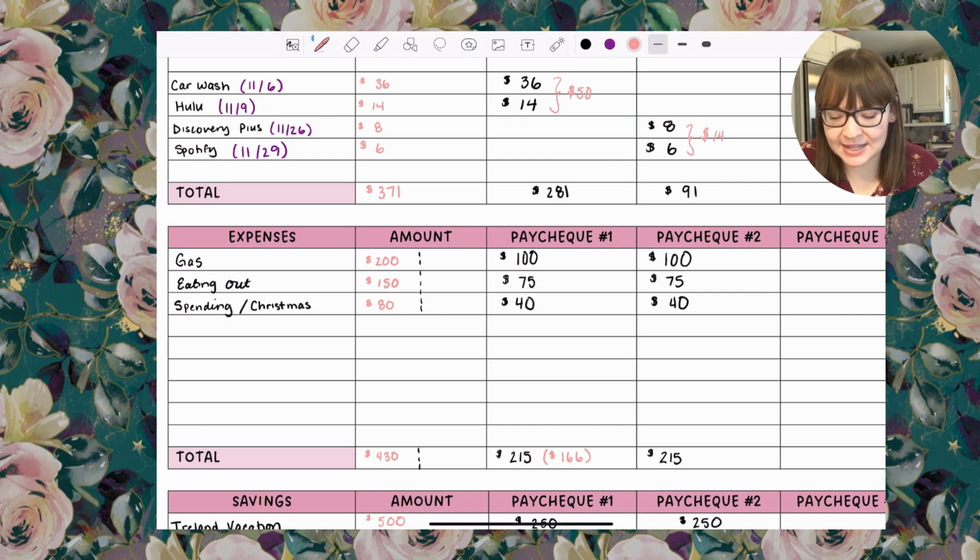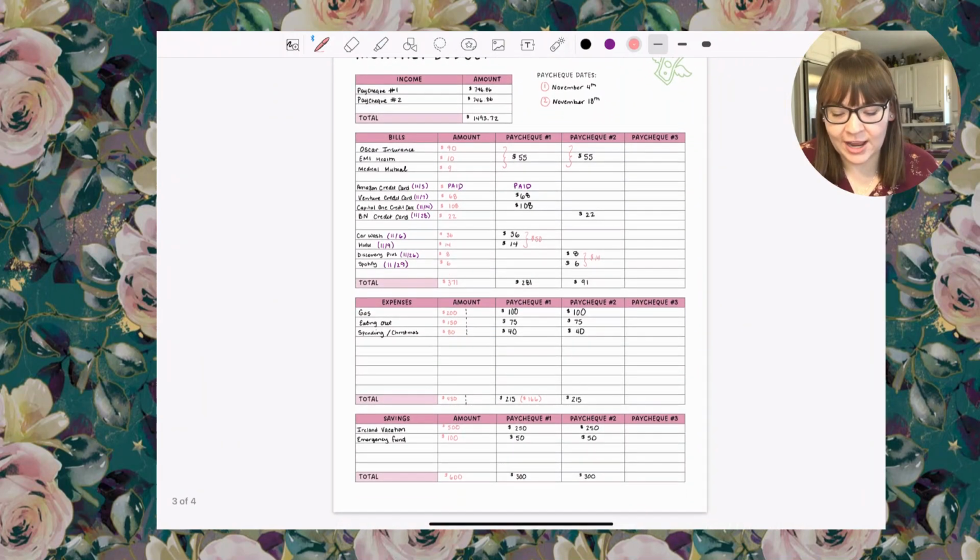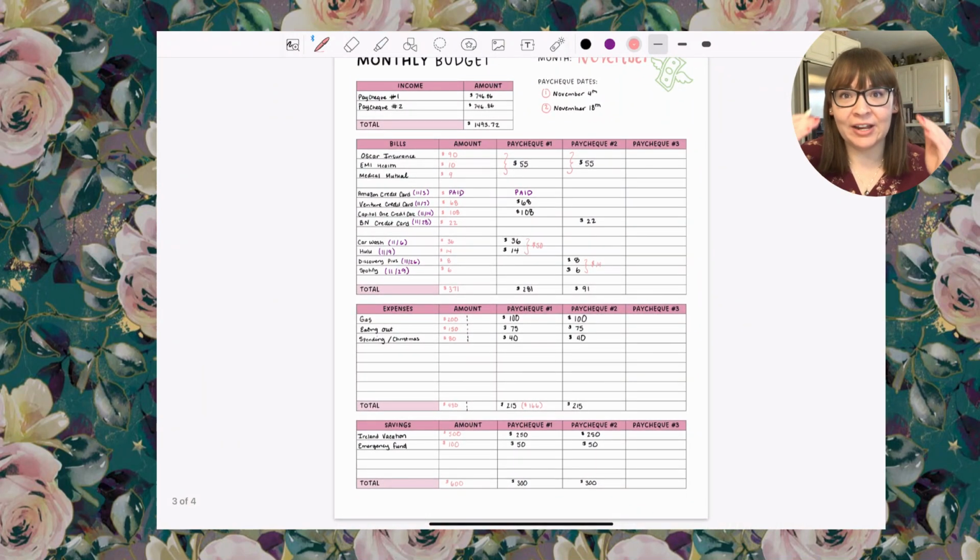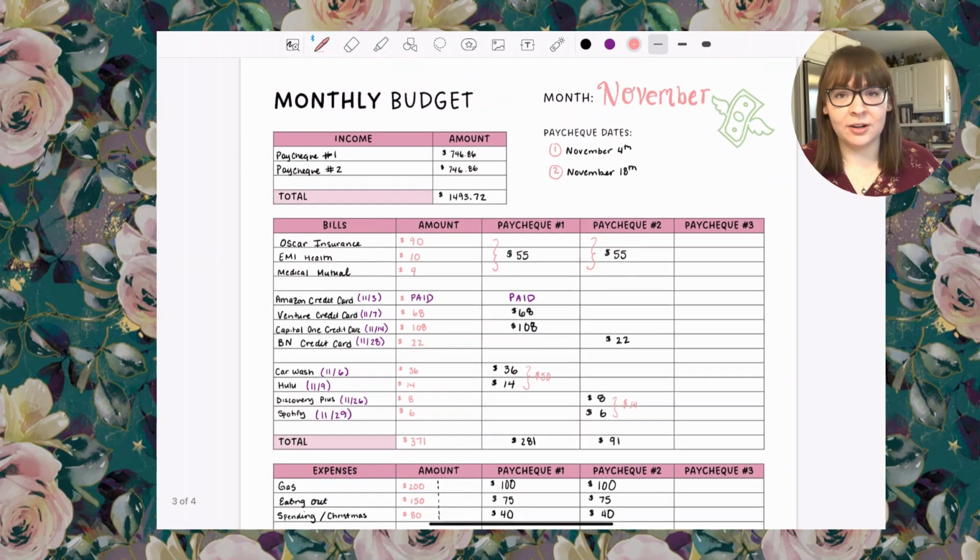I don't know if that makes sense, but this is a way I find really helpful to break everything down, have everything going to separate accounts, and then what is remaining is what I have to work with for that month. So this is what I do each month for my paychecks.